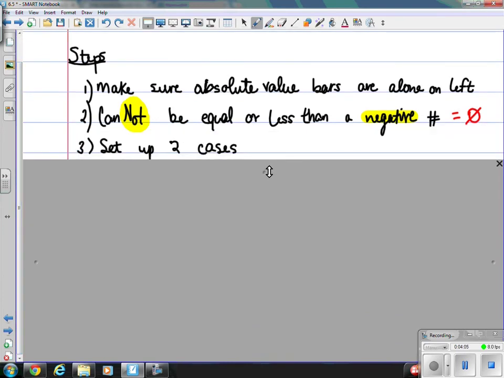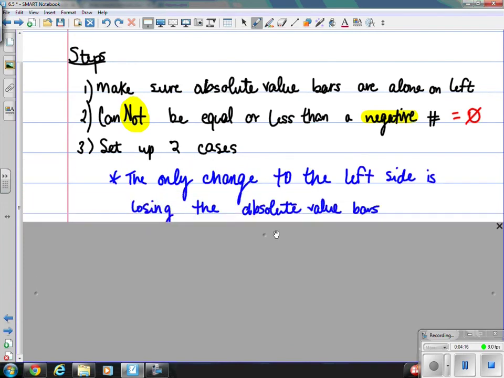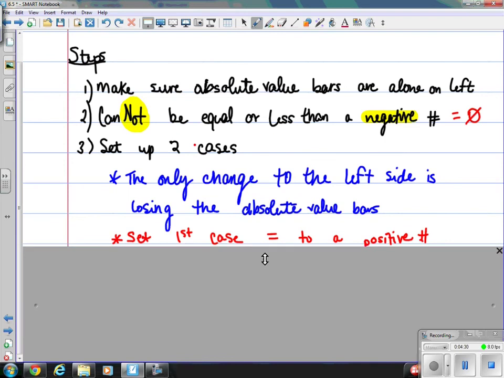Step 3, we set up 2 cases because like we said before, we have one that's positive, one that's negative. So for our first case, the only change to the left side is losing the absolute value bars. That's the only change we ever make to that left side. So the left side of your equation, the only thing we do is just drop away our absolute value bars. Alright, then for our first case, we set it equal to a positive number.